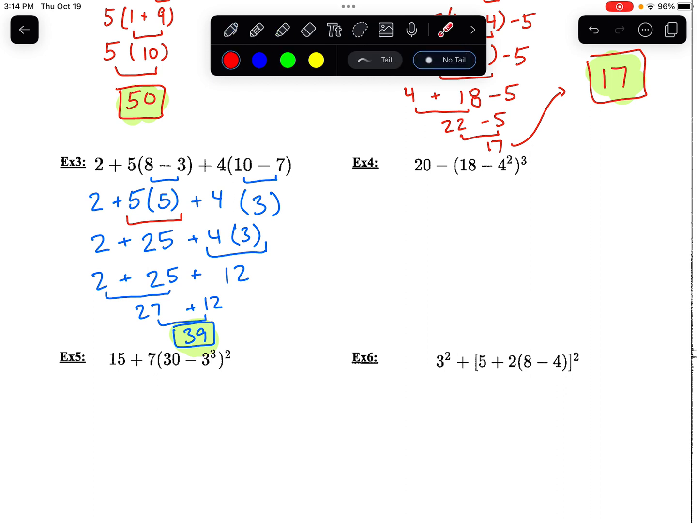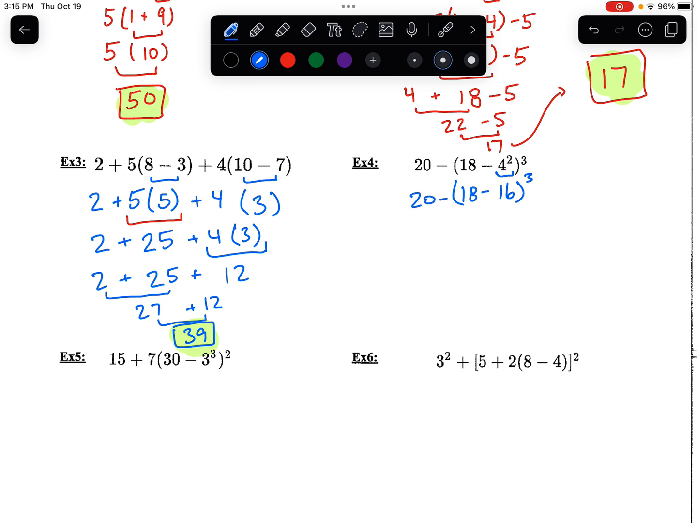Example 4, we have a parentheses, and inside we have a subtraction and an exponent. So exponents take priority over subtraction. 4 to the second power is not 8, it is 16. It's 4 times 4. Bring down the minus, the 18. You also need to bring down the parentheses because there's still something going on inside the parentheses. You still have subtraction going on.